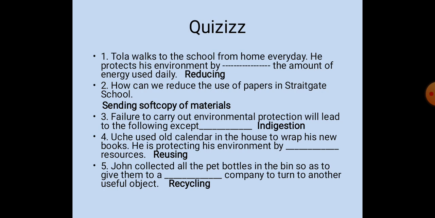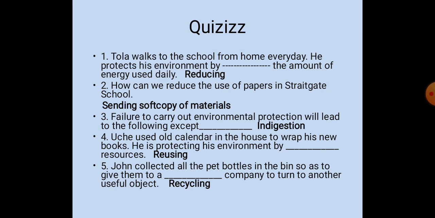Number 1 says, Tola walks to the school from home every day. He protects his environment by reducing the amount of energy he uses daily. How can we reduce the use of papers in state gates? The answer is by sending soft copy of materials. Number 3, failure to carry out environmental protection will lead to the following. Others are correct except indigestion.